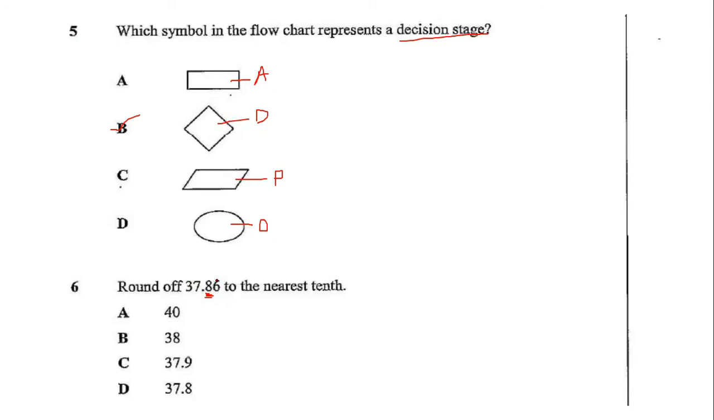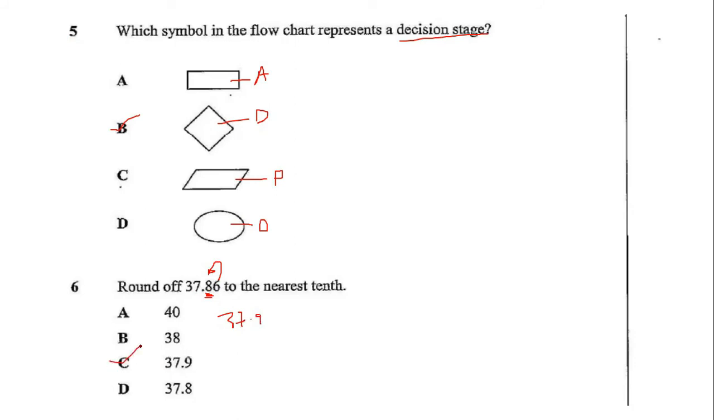So if you are rounding off and the next number after the one you are rounding to is more than 5, then you have to add a 1 there. So this one will give us 37.9. So the answer here is C.